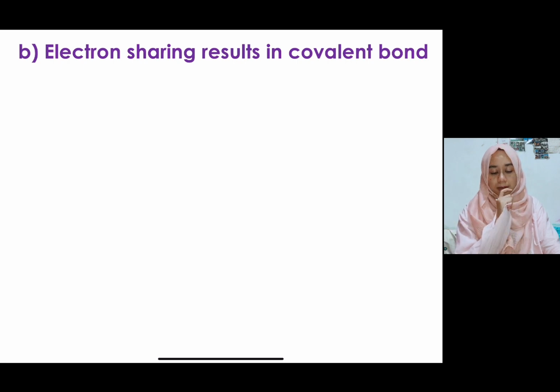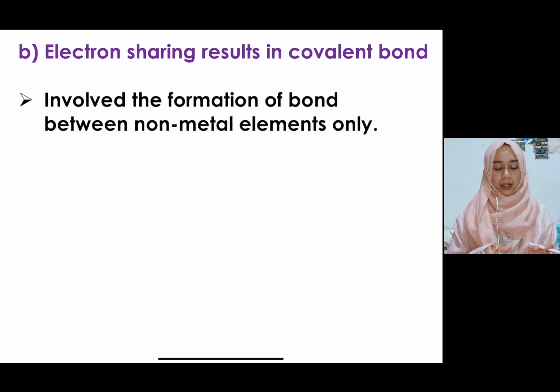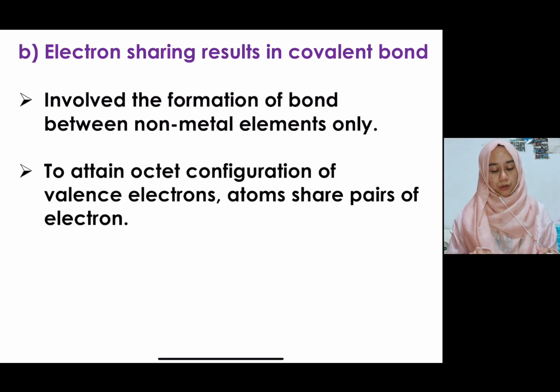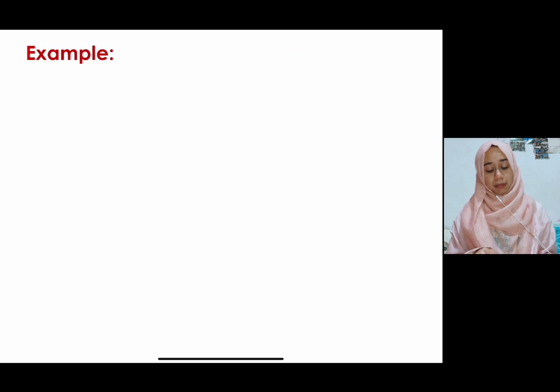Whereas kalau atom share electrons pula, it will result in a covalent bond. Okay, so it involves the formation of bond between non-metal elements only. So usually kita nampak covalent bond ni terhasil antara non-metal dengan non-metal. Okay, so to attain octet configuration of valence electron, atoms share pairs of electron. So depends lah berapa banyak dia share.